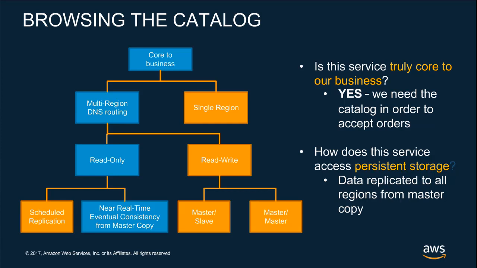So if we run the first use case, the browsing the catalog use case, through our decision tree that we showed earlier, we can definitely say that this is core to our business. We will put this into multiple regions, leveraging multi-region DNS routing. The use case is a read-only use case, but we do need to get updated information from the next use case, the update use case. The scheduled replication provides too much latency in the separate update use case, so we're using the near real-time eventual consistency from a master copy instead.